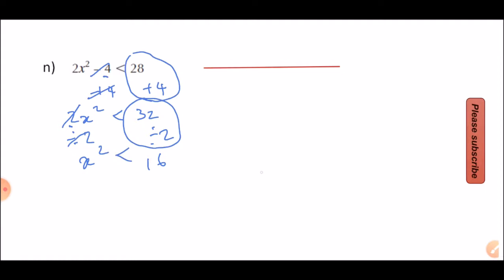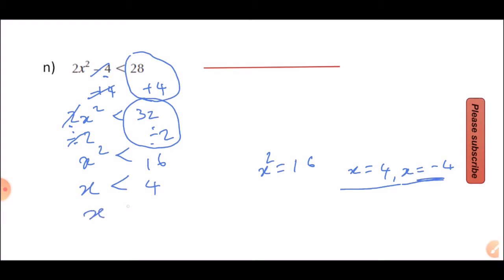Now don't forget, x squared equals 16 has two solutions, x is equal to 4 and x is equal to minus 4. The positive solution is easy, so we just write x, copy the sign and write the 4. But for the negative solution, we have to change the sign.